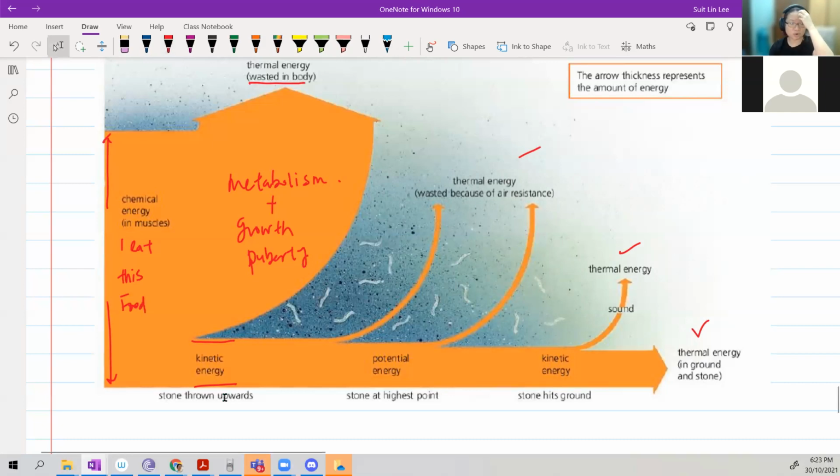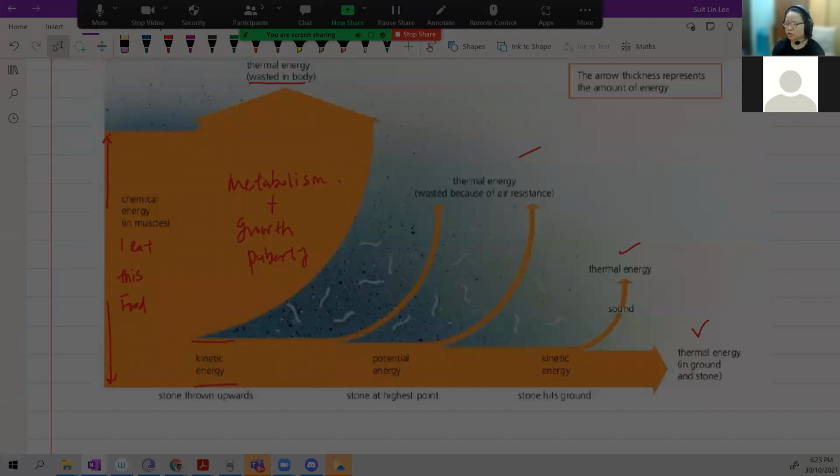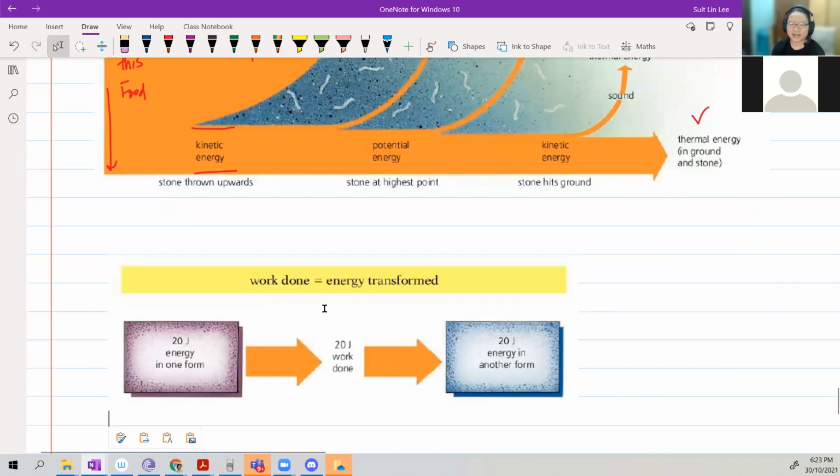So at every single point when the energy transforms, there is work done. It's important to understand that when we think about energy or work done, work done is energy transfer. So for example, I throw the stone, I got 20 joules of chemical energy in my body.